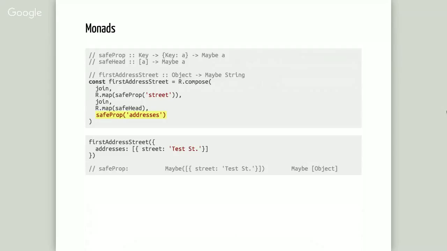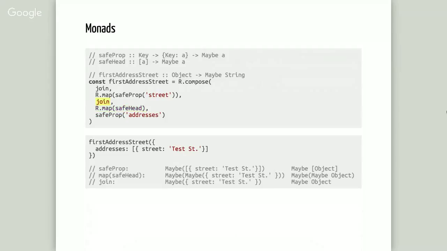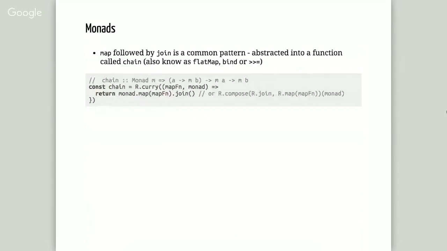So we get safe property to get the addresses, and we get a maybe, and then we get safe header back, and we get 2 maybes. But we want to do away with one of those maybes, so we call join, and then we go back to 1 maybe. Then we get a property, and we're another maybe deep, and then we join, and we're back to 1 maybe. So the return type of this function is the same now. It's just a maybe string.